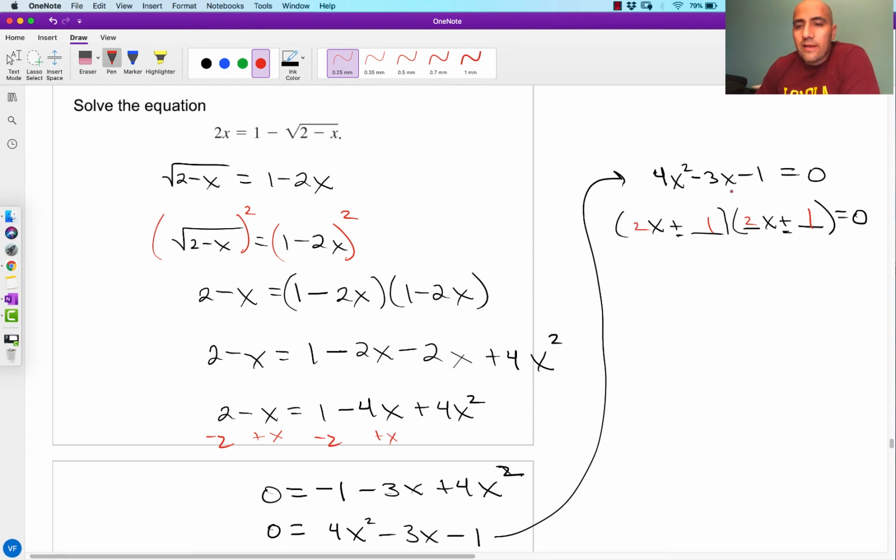Play around with it. I get a 4, then I get a 2, and then either a minus 2 plus 2. That's not going to work out. So let's try something else. The only other thing it could be is a 4.